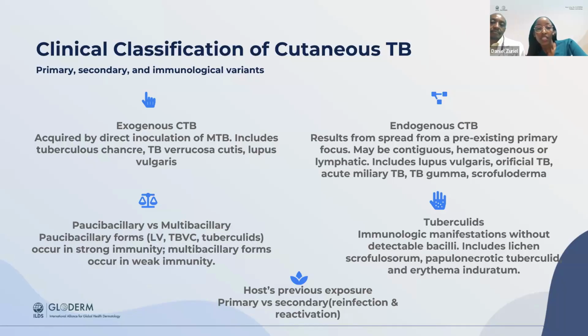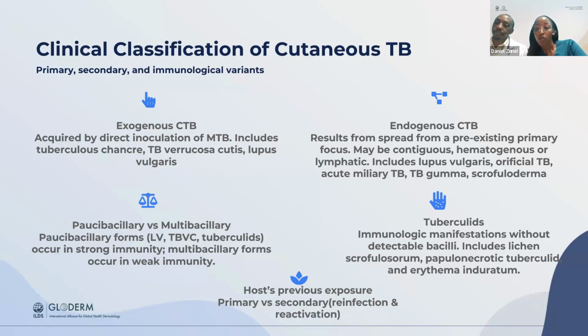One other way of classifying cutaneous tuberculosis is into the paucibacillary forms and the multibacillary forms. The paucibacillary forms are the ones you will find in a patient who has a very strong immune system, and these are lupus vulgaris, tuberculosis verrucosa cutis, and the tuberculids. Patients who have weaker immunity, or who are immunosuppressed for one reason or another, tend to have the multibacillary forms, which are all the other forms that are not the tuberculids, lupus vulgaris, or verrucosa cutis.